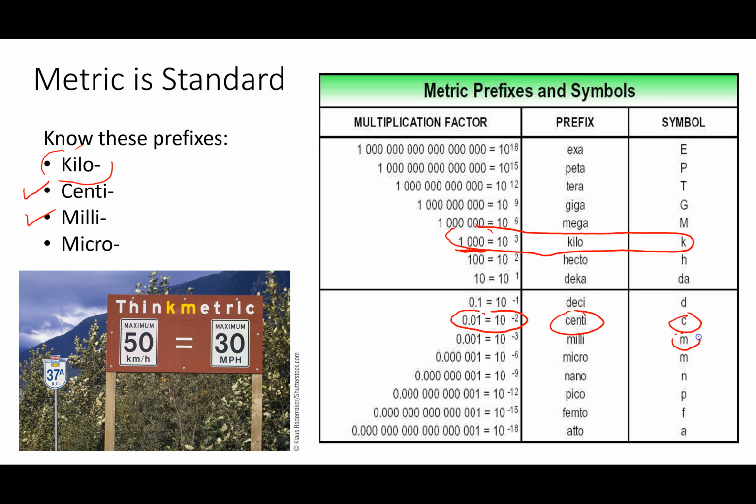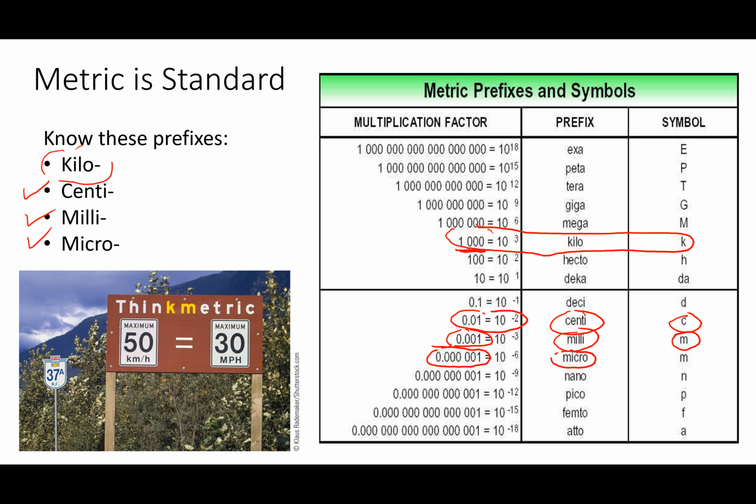Milli is smaller than centi. It's 1/1000th, and we do 1/1000th as 0.001. And I need you to know micro. Micro is even smaller than milli by actually 3 more zeros. So right under milli, you see micro. So it's 0.000001.